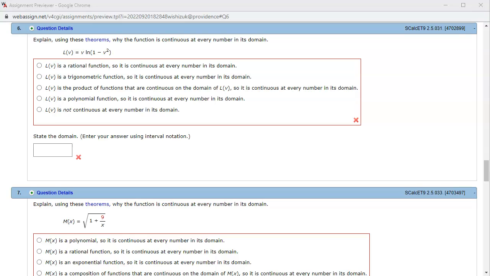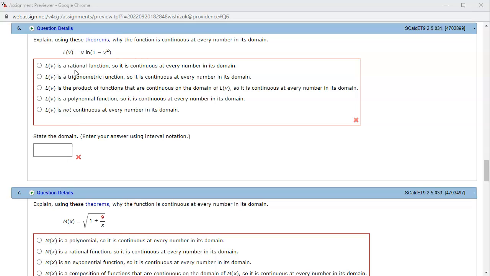All right, let's look at homework 2.5, problem number 6. L of V is a V times natural log of 1 minus V squared. So let's look at the choices here.